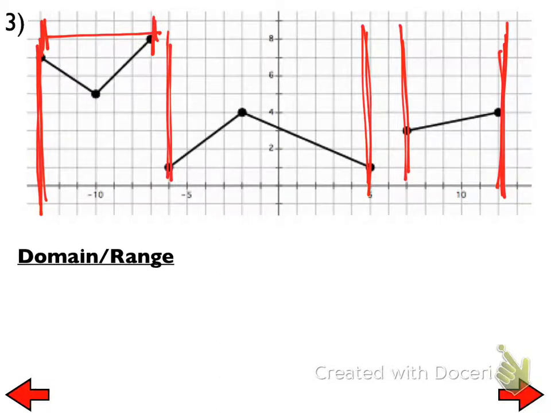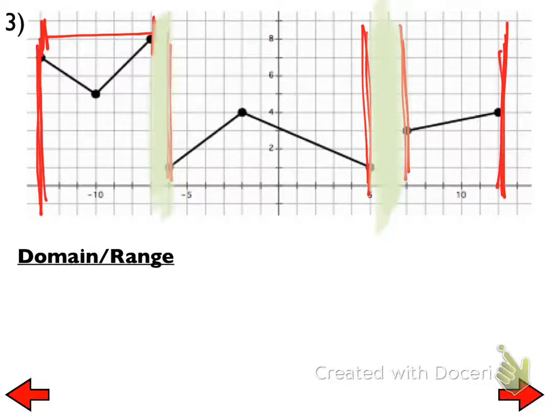There are no values in here, right? There is no ordered pair that is negative 6.5 comma something. There's no graph in there. And there's also no graph in here. There is no ordered pair that is 6 comma something. There's nothing in there.